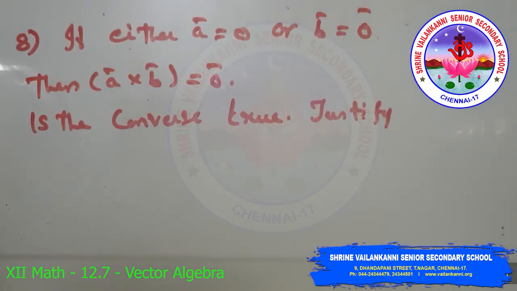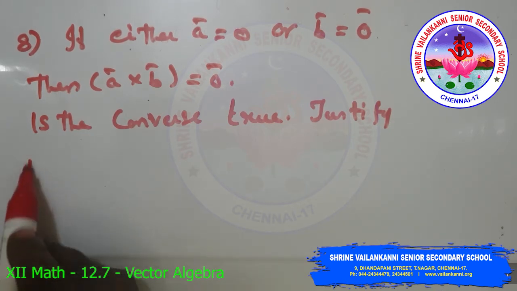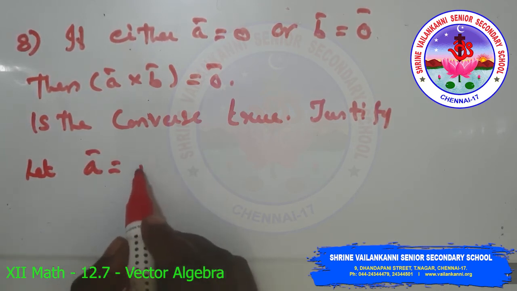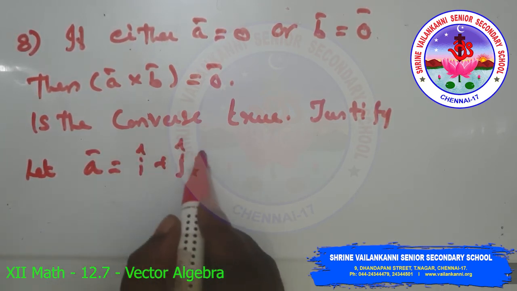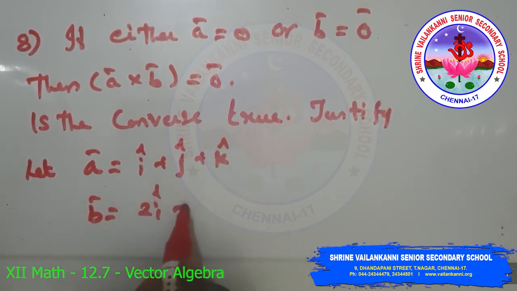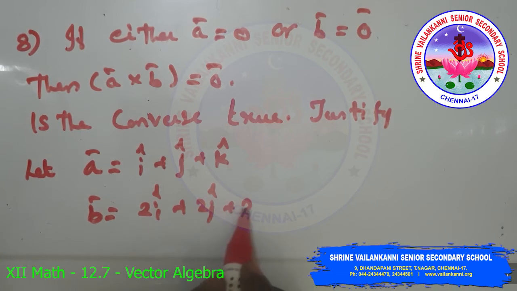Eighth question: if either A equal to 0 or B equal to 0, then A cross B equal to the 0 vector. Is the converse true? Justify your answer with an example. So let's take A equal to i plus j plus k and B equal to 2i plus 2j plus 2k.